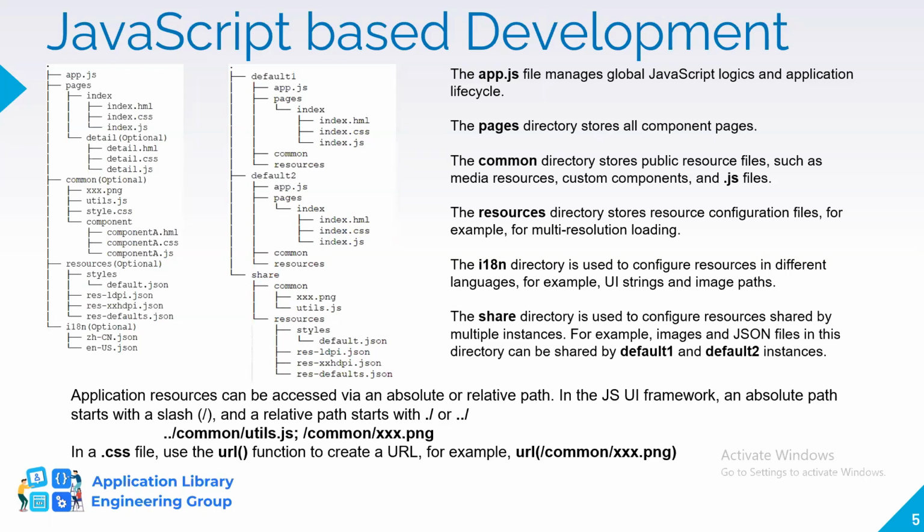And as we already saw, the pages directory stores all the components. So in this particular example, the index is one component. Like that, you can add multiple components. And the common directory stores public resource files such as media, custom components, along with some JS files, which you can commonly use in your components.